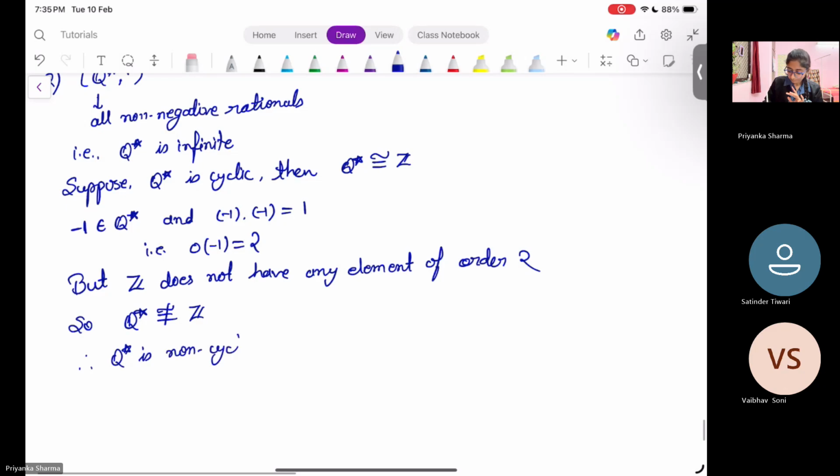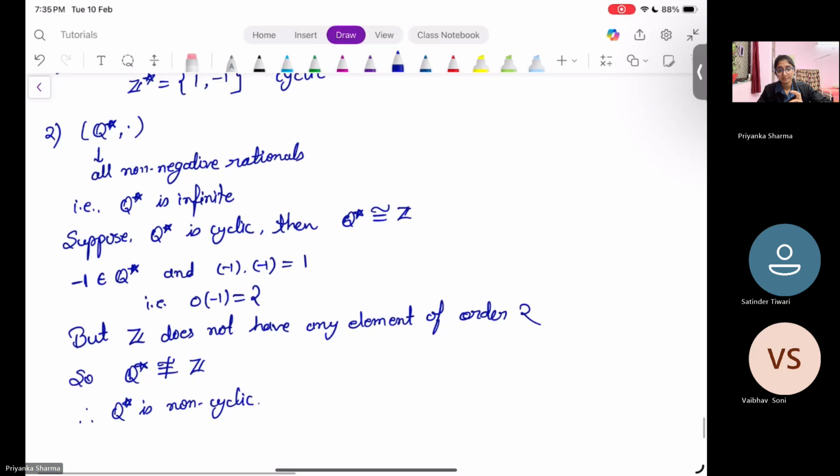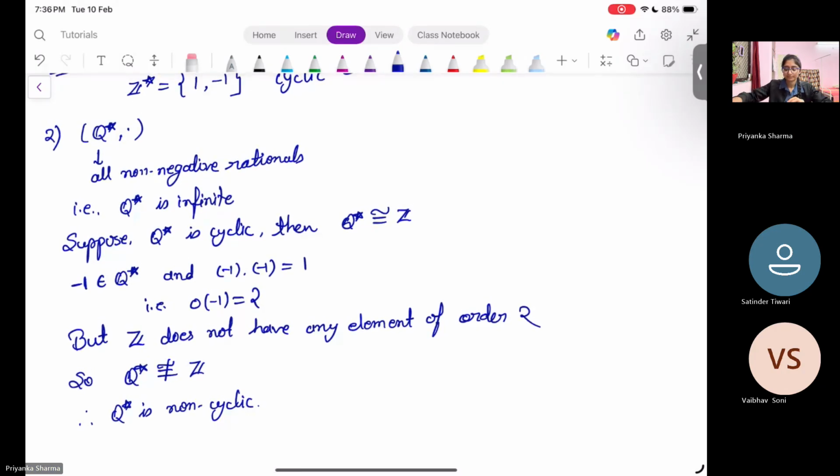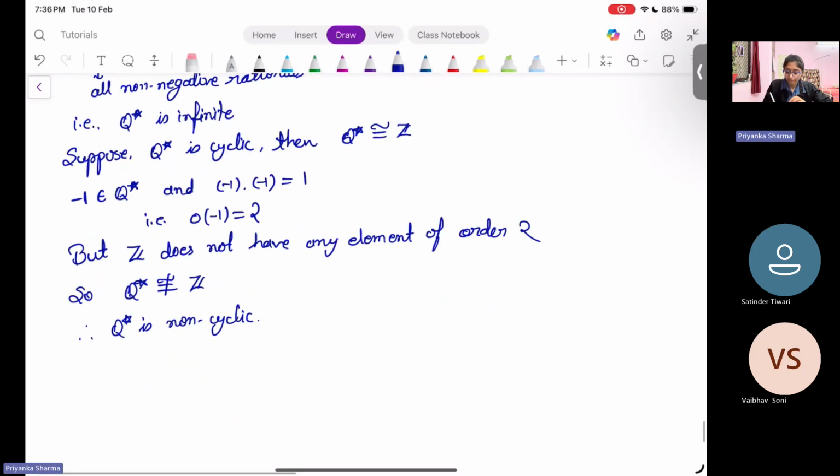Clear? So this is actually the fact: if two groups are isomorphic, they will have the same number of elements, and they will have the same possibilities of order of elements, and for any given order there will be the same number of elements which has that order. Okay, is it clear or should I repeat? Is the question clear? Yes, ma'am.